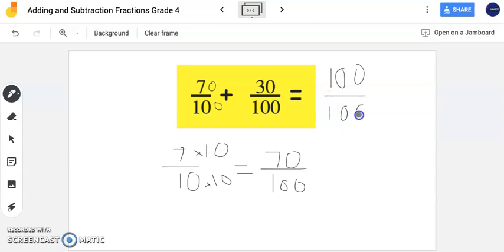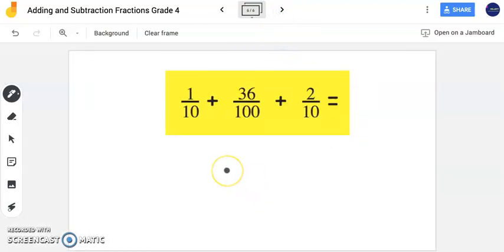Now you can leave 100 hundredths as your answer if you would like, but I'm hoping that you recognize that 100 divided by 100 is 1 whole, and you're welcome to represent your answer as 1 whole. Notice when you have the same numerator and the same denominator, that is equivalent to 1.